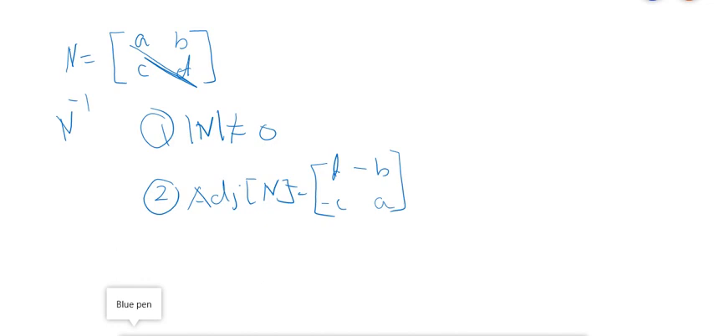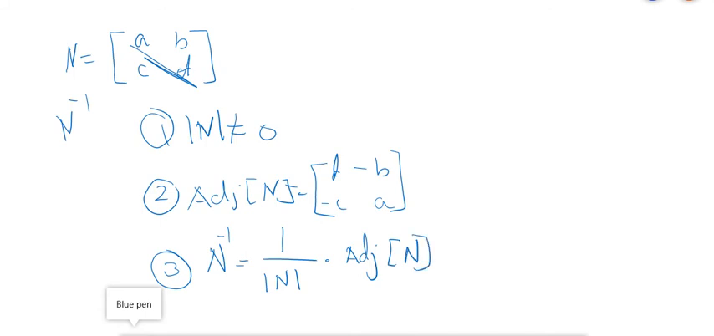Then, number 3, the n inverse will be equal to 1 over the determinant of n multiplied by the adjoint of n. That will be the answer, the inverse of n.